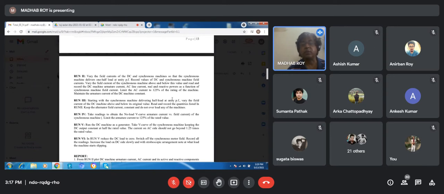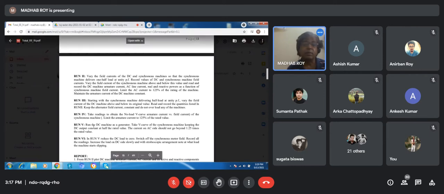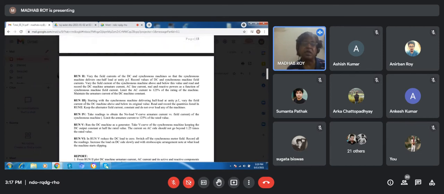Okay, so then the power factor will be 1. So vary the field current of the DC machine above and below its original value, and record the quantities listed in run 2, and keep the alternator field current constant. Do not overload any machine. Number 4. So that is actually 1, 2, 3.